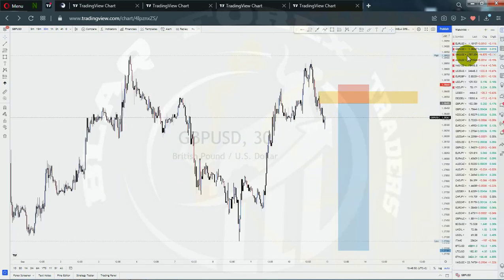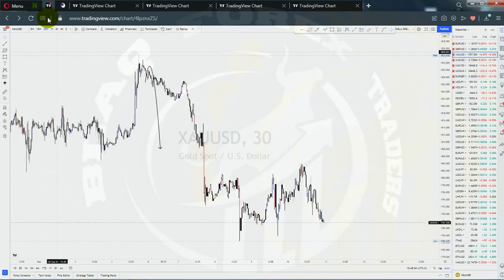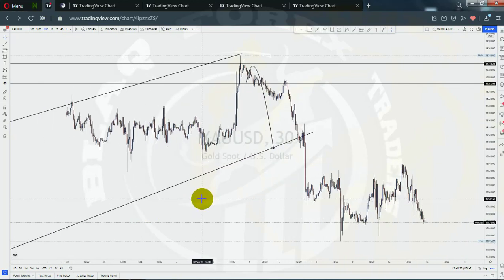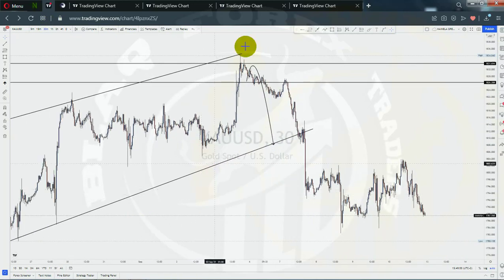So let's go to gold. Okay, gold. If you remember, in the last video I talked about this sell here. I analyzed this sell here. As you can see, the sell was very huge. They even broke the trend line here. They broke the trend line and continued to go down.